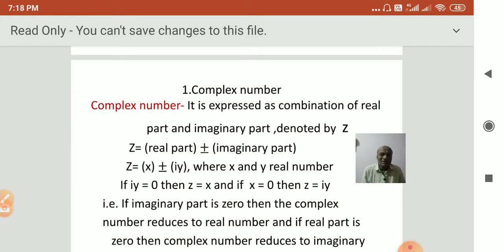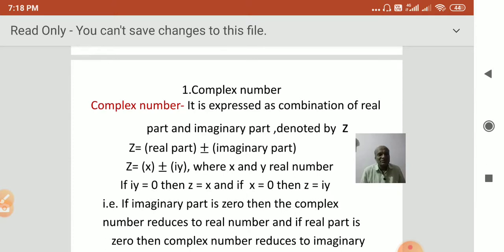So a complex number is represented like this: Z equal to X plus or minus iY, where X and Y are real numbers and i is a complex quantity. It has the value square root of minus 1. So when we find i square, it will be minus 1. In further discussion, whenever there is an i square, we take minus 1, or whenever there is a minus 1, we consider it as an i square.